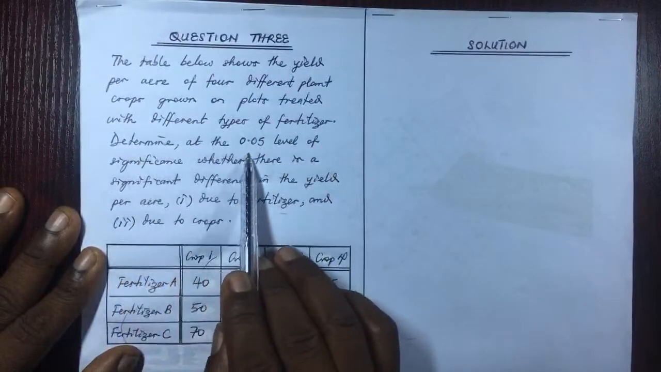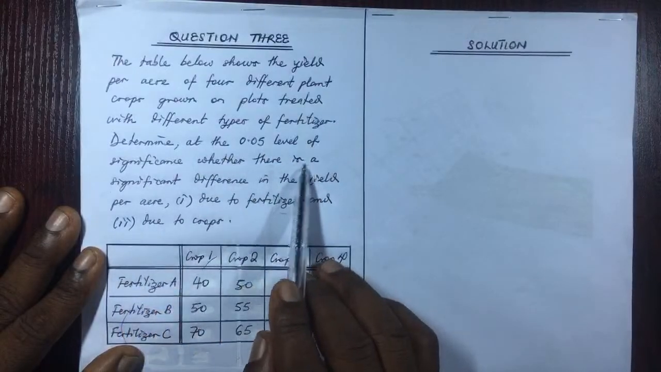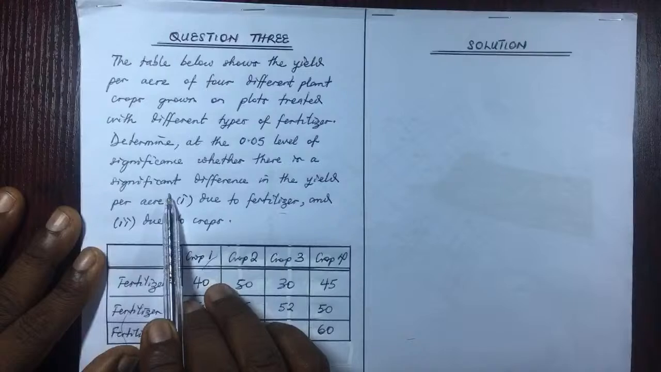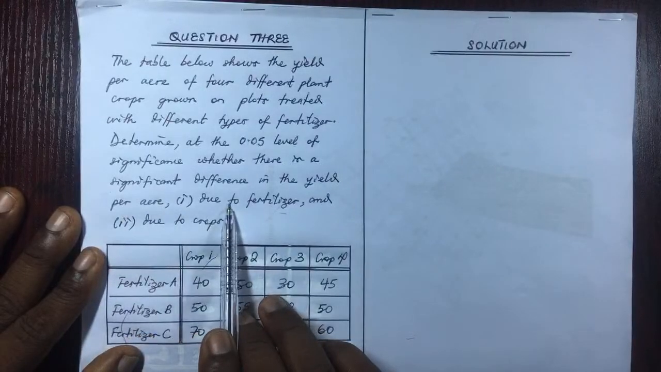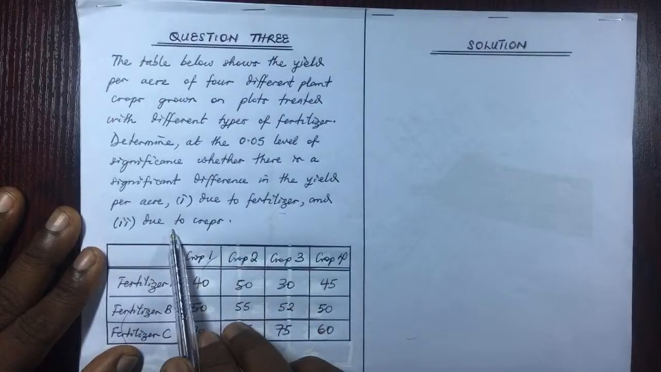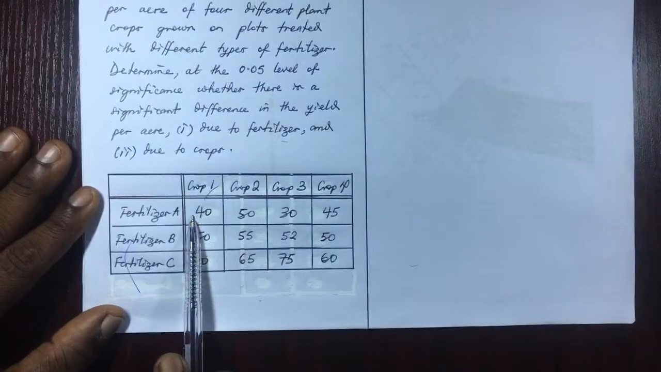Determine at the 0.05 level of significance whether there is a significant difference in the yield per acre, 1, due to fertilizer, and 2, due to crops. So the data we've been presented is as follows.